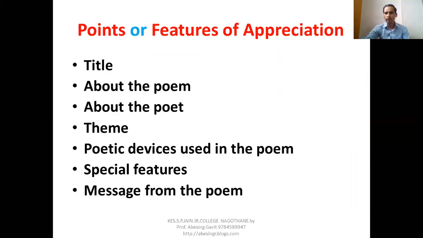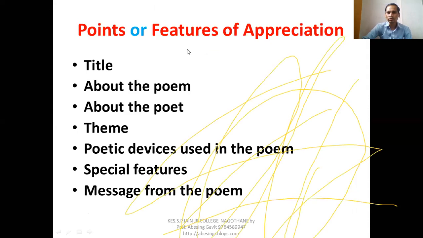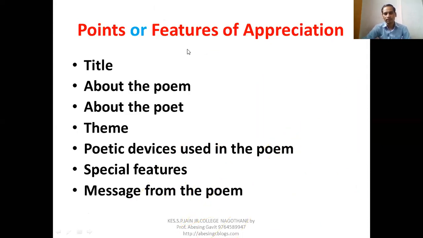Now, the first and very important thing about the appreciation that we have to discuss here. Some points or features I have given here. And the important note: what is the use of appreciation, or why is appreciation essential? I want to talk to you about that first. It is nothing but a way to recognize the poem in a clear and simple way. The good qualities of the poem we can find out by appreciation. Whatever good qualities there are in the poem, we can recognize them in an easy and better way.